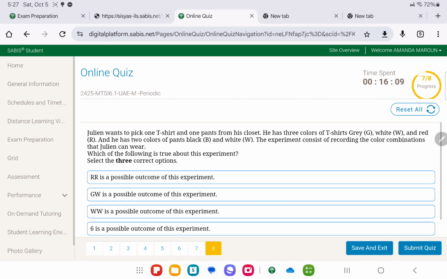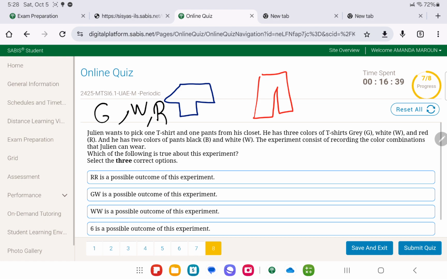So what does my teacher do? He draws. He draws the shirt. I don't draw as good as Mr. Abdullah. But let's say this is the shirt, and the pants. For the shirt, he has 3 colors. He has gray shirt, he has white shirt, and he has red shirt. For the pants, he has only 2 outcomes, which are black and white.